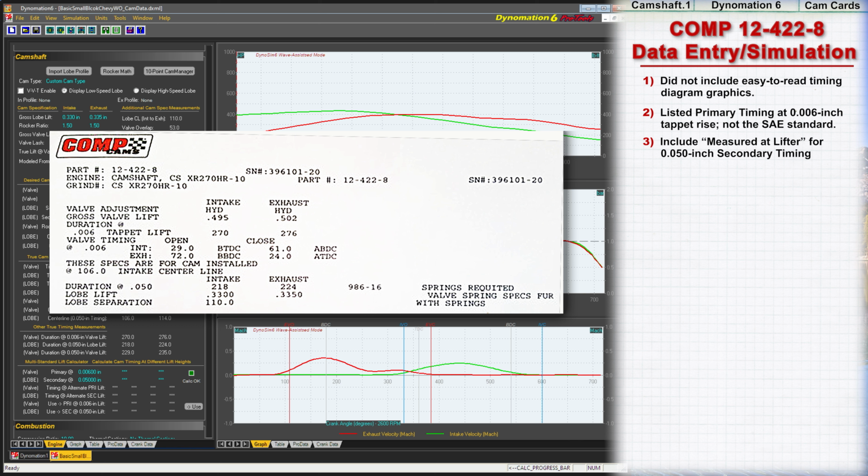Also, the SAE standard was not used. This seems to only make 2 to 3 horsepower difference, and it may not even show up in a real-world dyno test. In all fairness, this was an old cam card. As you'll see next, a more recently designed cam card from Comp offers an improved layout and additional cam data.